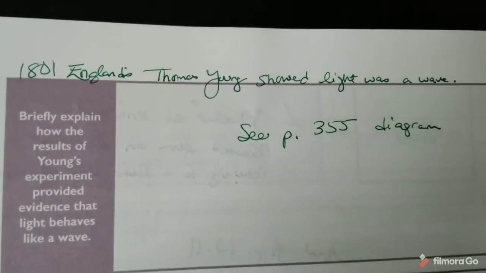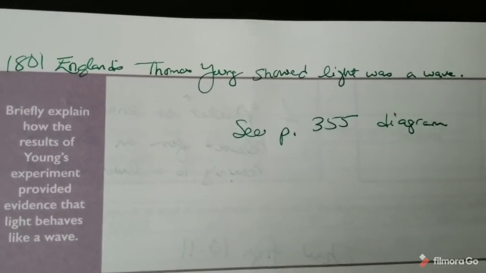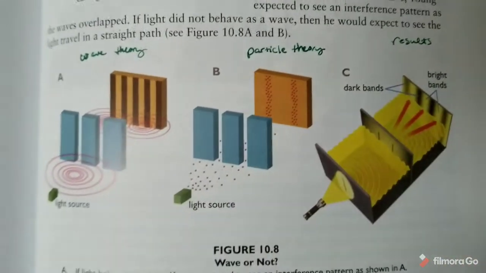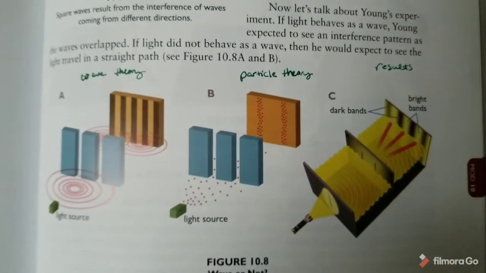So we're good. Okay. In 1801, Englishman Thomas Young showed that light was a wave. So page 355 diagram. Oh, I love this diagram. This is awesome. I'm going to put it up here. It's worthy of the music stand. Okay, so here's the diagram. Hold it still, Mrs. Wigton. Hold it together.